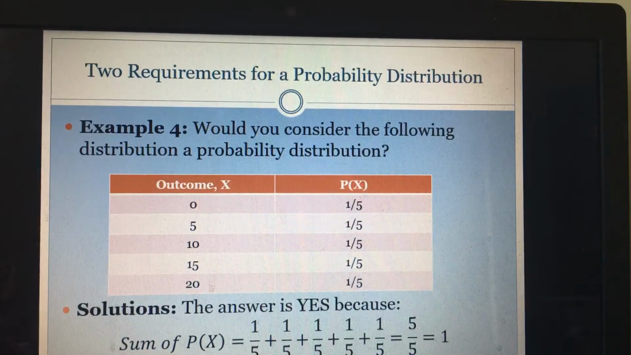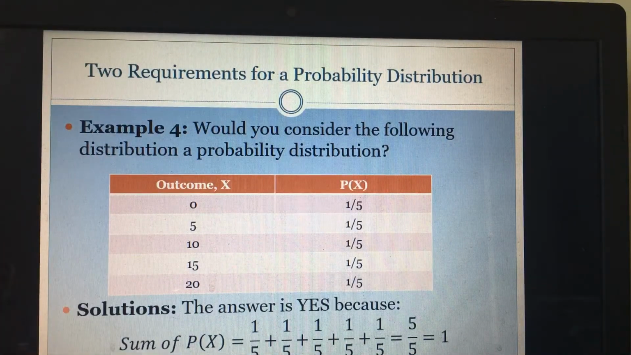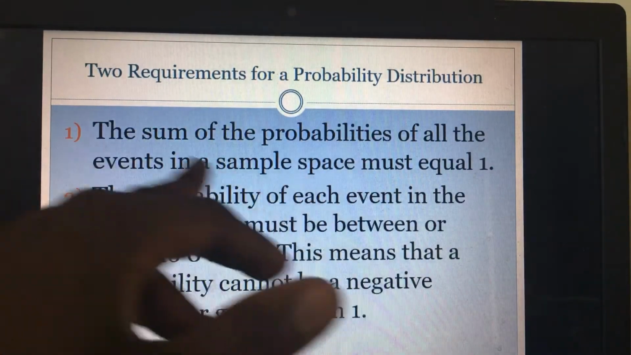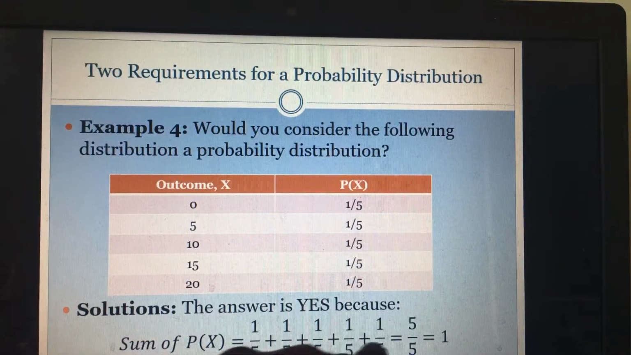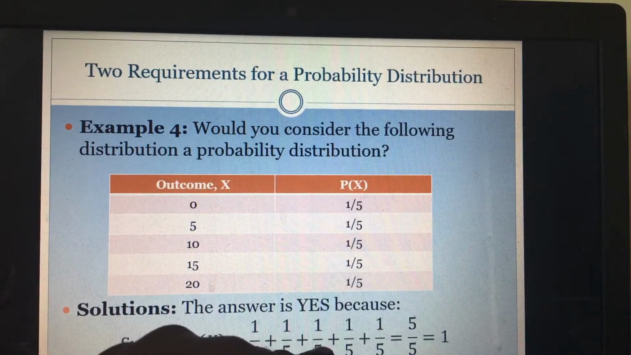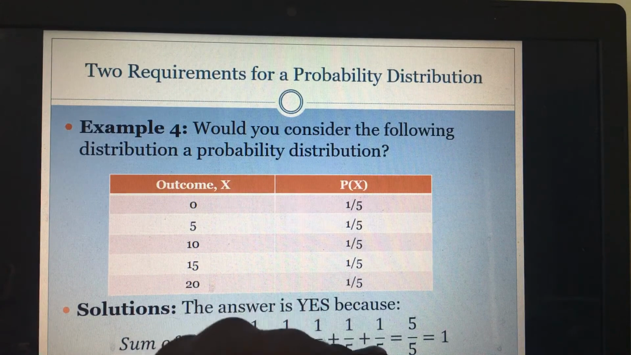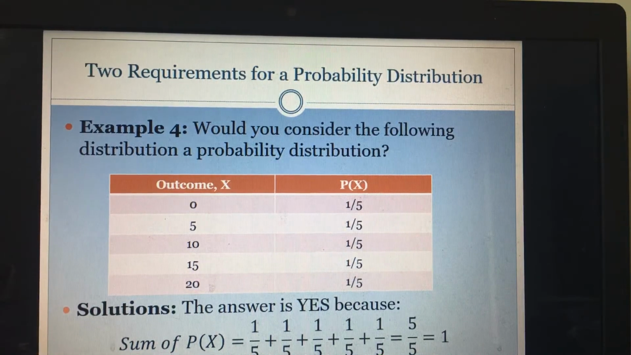It says, example 4, would you consider this following distribution a probability distribution? You are given the distribution and you are given the probabilities. So all you have to do is to test it for the first requirement. Add all the probabilities to see if they are equal to 1. So that's what I did here. You add them here, get 1. So 1 over 5 plus 1 over 5 plus 1 over 5 plus 1 over 5 plus 1 over 5. So if you add all this, you get 5 over 5, which is 1. So the answer is yes, it is a probability distribution.